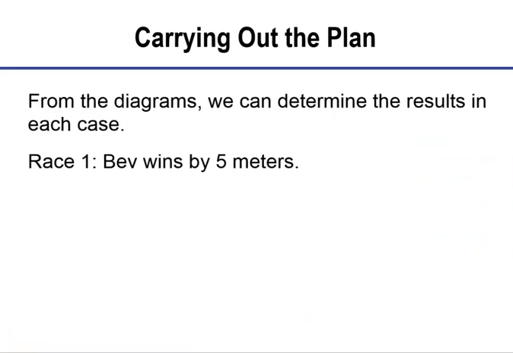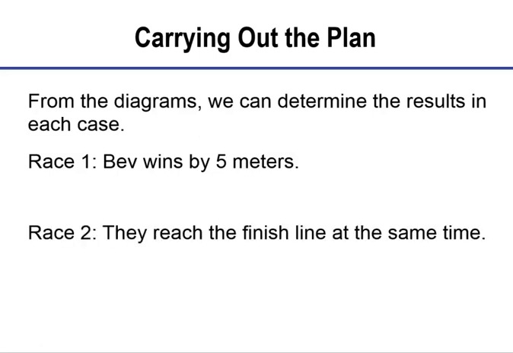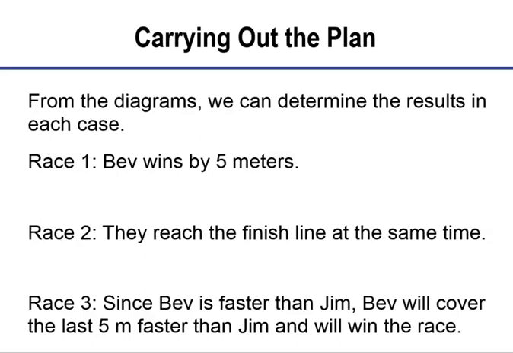Remember, this is a recap. We carried out the plan. Race 1, Bev wins by 5 meters. We knew that, right? Because she ran 50 meters in the same amount of time Jim ran 45. Race 2, they reached the finish line at the same time. Again, because Jim can run 45 meters in the same amount of time Bev can run 50, and he got a 5 meter head start. And then finally, race 3, since Bev is faster than Jim, Bev will cover that last 5 meters faster than Jim will, and then she will win the race.